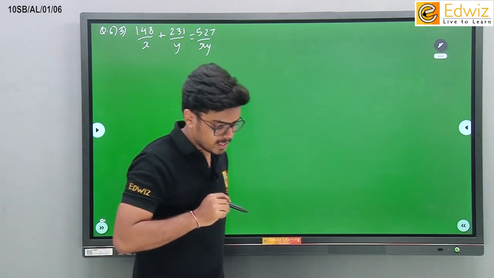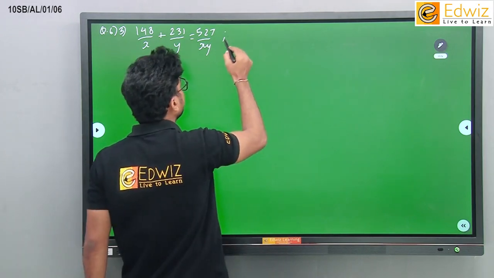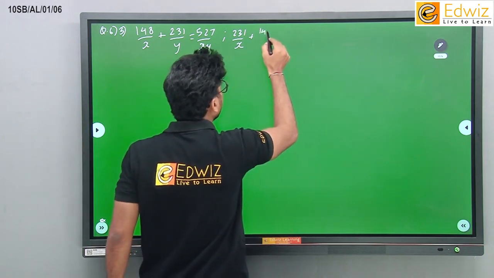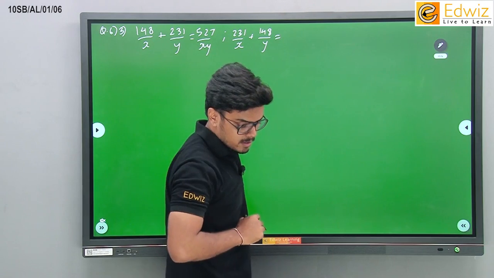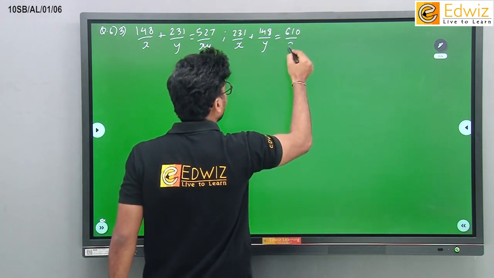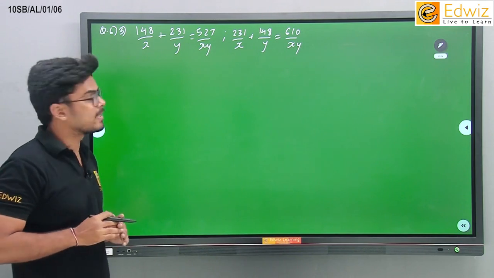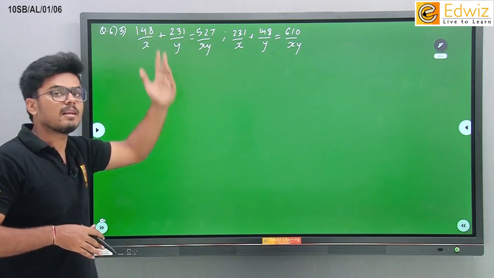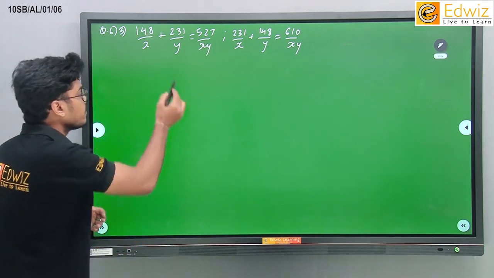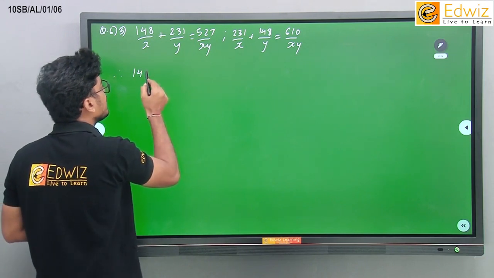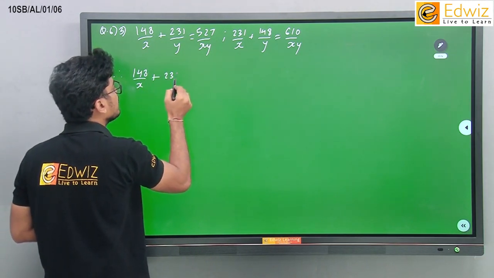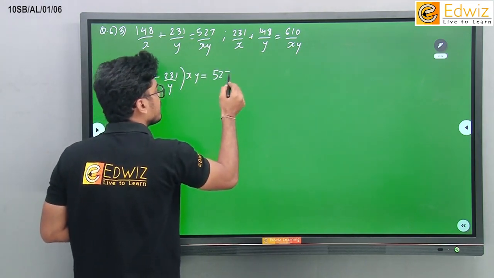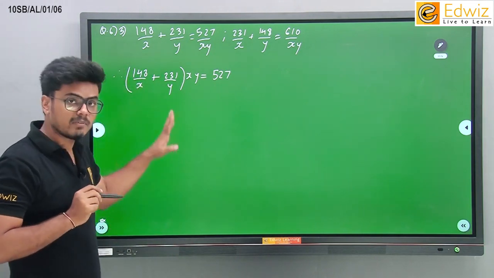This is the first equation that we have. Then we have 231 upon x plus 148 upon y equal to 610 upon xy. So जहां पर भी xy है, ये वाले क्वेश्चंस हम लोगों ने नहीं किए, that's why we are solving them. All you have to do is take this xy on the left hand side. Your problem will be solved. So this equation will become 148 upon x plus 231 upon y. Both of these will get now multiplied by this xy equal to just 527. Okay, this will be the first equation when you solve it.